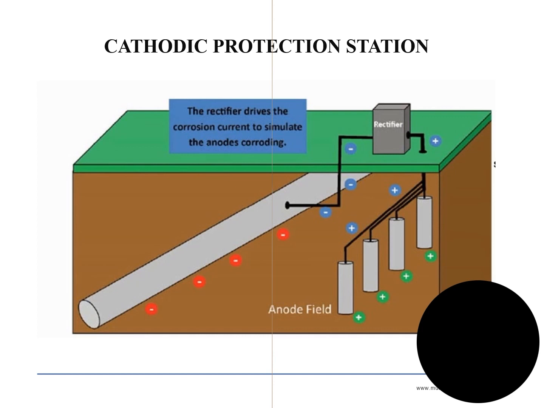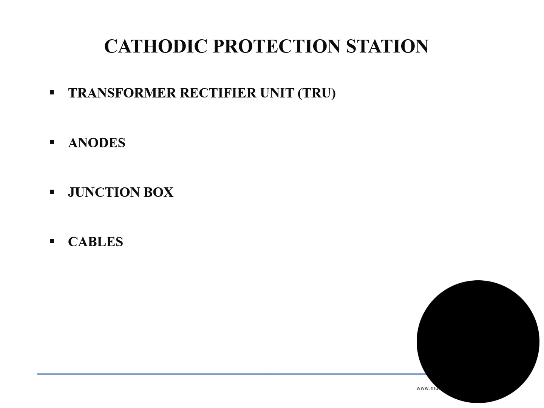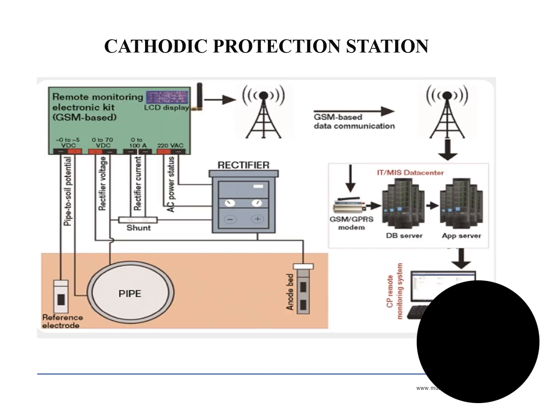It's just passing the positive to the gas pipelines, and negative electrons are flowing out. By this, it will protect the gas pipeline. So what we have in cathodic protection is a transformer unit, anodes, a junction box, and a cable. So what I did, this is a brief overview of my project.